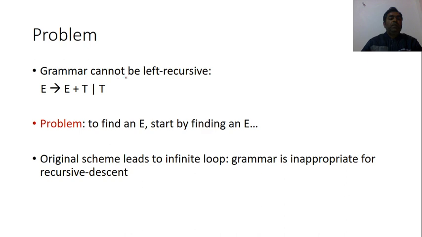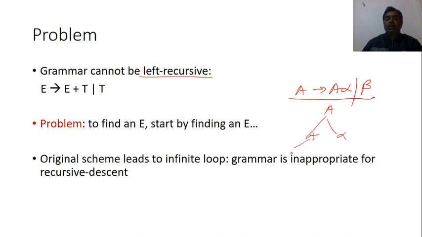Second problem, grammar cannot be left recursive. You know what is the meaning of left recursion? If the grammar is written like this, A raised to A alpha or beta. In this case, if I use this production to find out the string, always when I call A, it will just call A. Then when I call this one A, it can be written as A alpha. In this way we will call A. That means it recursively calls A, and it goes into the infinite loop. That's why the left recursion creates the problem in recursive descent parsing.